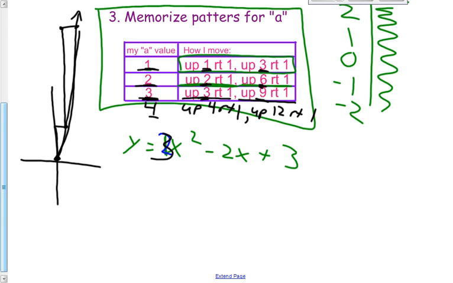So that's just getting a little bit familiar with the terminology that we're going to be having in this chapter.